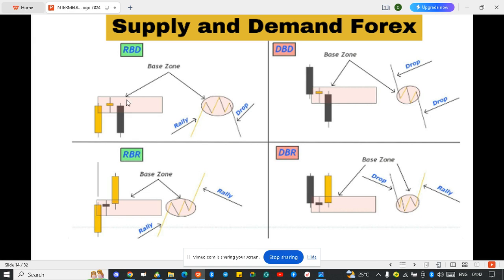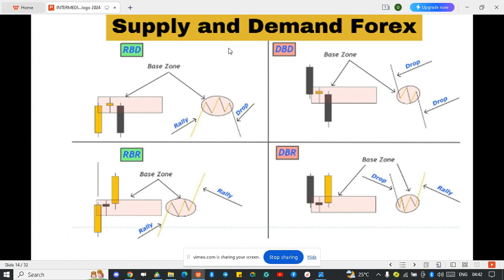So that means you have a rally, a base, and a drop: RBD, rally, base, drop. I call it my swing supply. So swing supply is rally, base, drop.